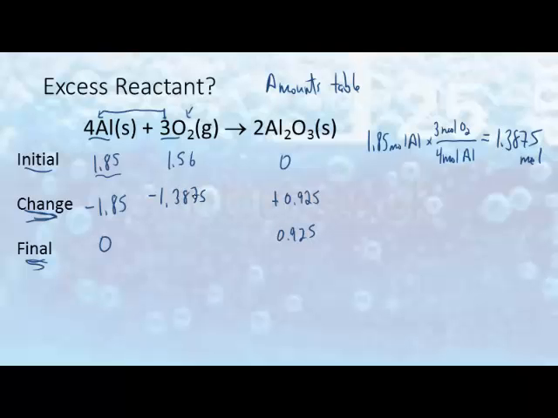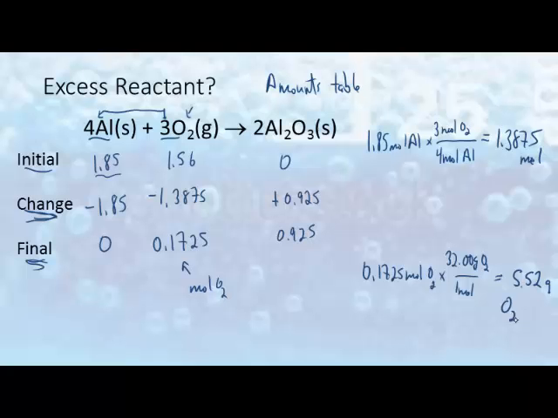So that is how much reacts, 1.3875 moles. And therefore the amount remaining is going to be the difference between that and 1.56. So it comes out to 0.1725. That's how many moles of O2 remaining. And then you can convert that into grams. So 0.1725 moles of O2 times 32.00 grams of O2 per 1 mole. And that gives you a mass of 5.52 grams of O2, and the way we say that is in excess.